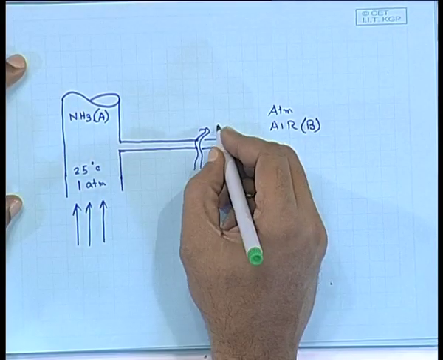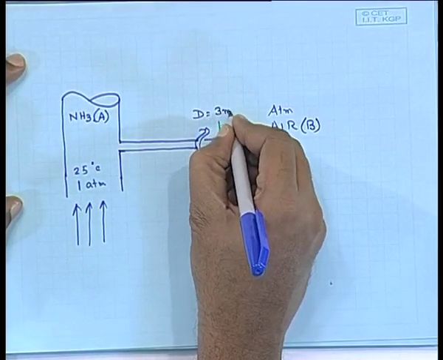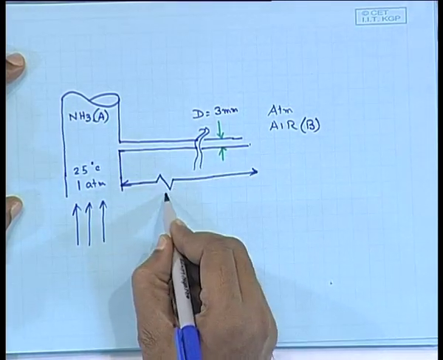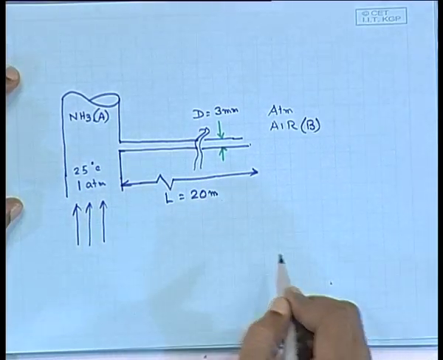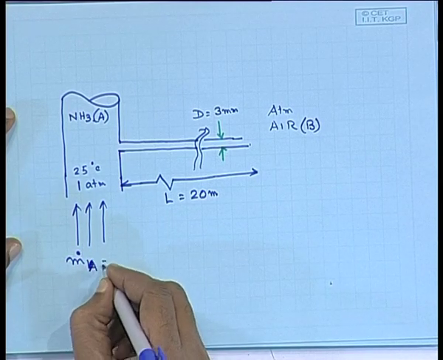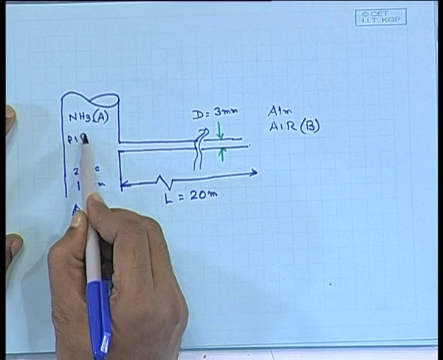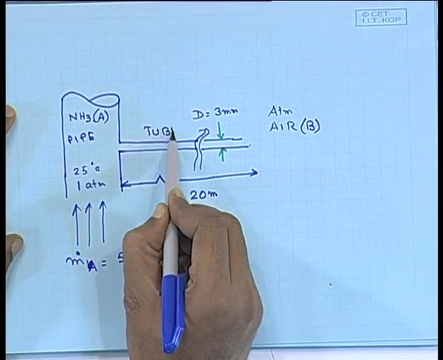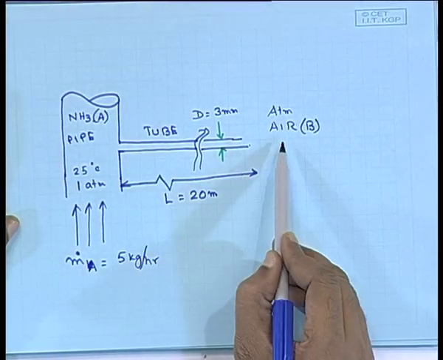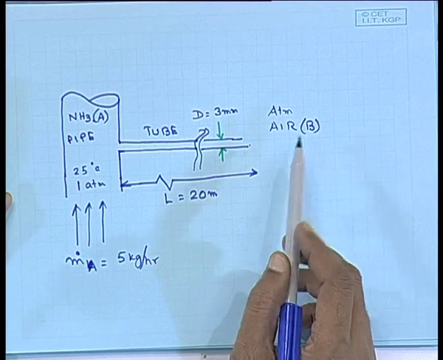The diameter of this tube is 3 millimeter and the length L is 20 meters. You have some amount of flow of ammonia in the pipeline, which is m dot A as 5 kg per hour. So, this is a pipe and this is a vent tube. What would happen if your pressure goes up? You simply have flow of ammonia out to the atmosphere. That is how you keep the pressure of the ammonia in the pipeline constant.